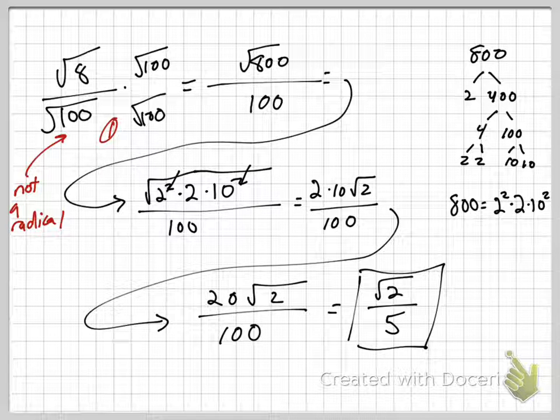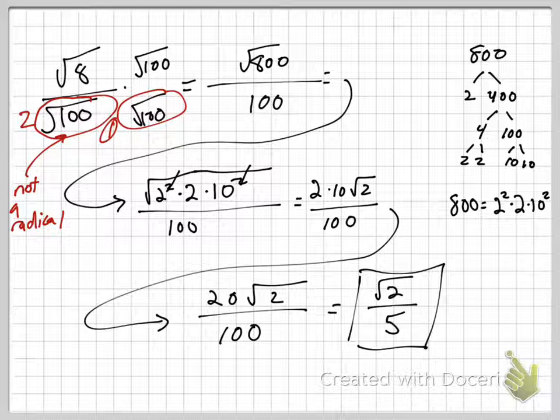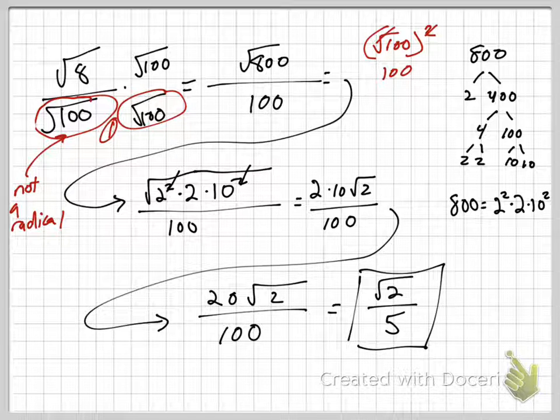So even if there's a coefficient here, let's say that there was a 2, you take the radical and you square it. Don't even worry about the coefficient. Right? So if we square the radical here, we end up with 100, because the square root of 100 squared, times itself, the radical cancels out and we're left with 100. So that's how we get from here to here.